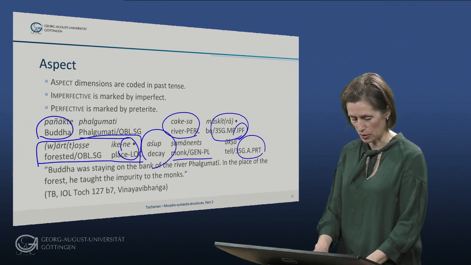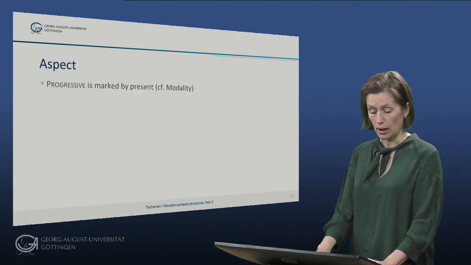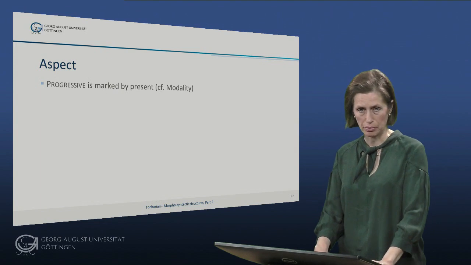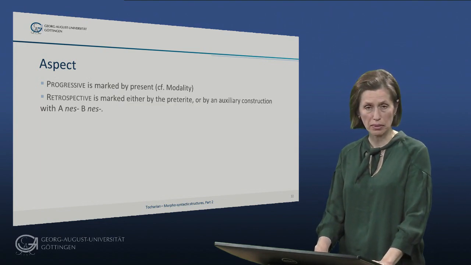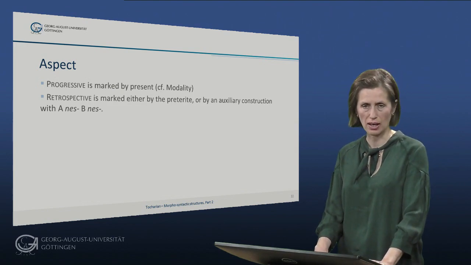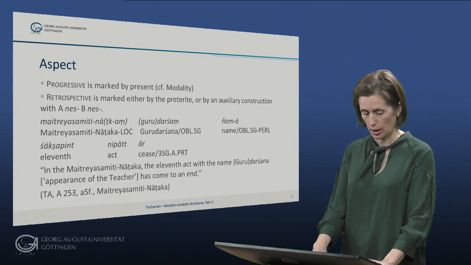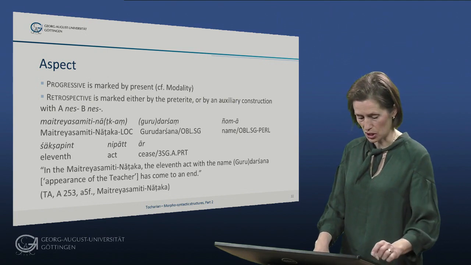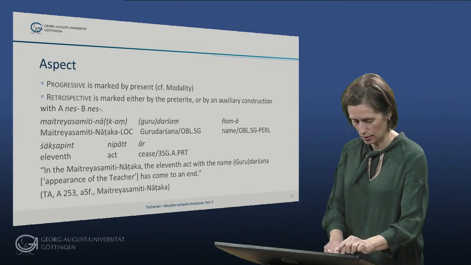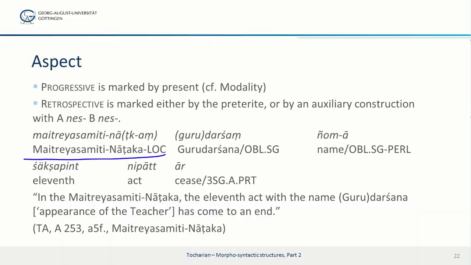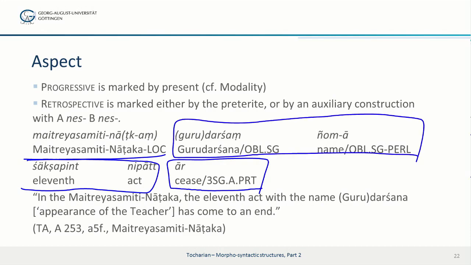So this is from the Vinaya Vibhanga, a very nice example. Progressive is marked by present, but retrospective is marked either by the preterite or by an auxiliary construction with a-ness and b-ness. So we have another example here where we have this construction, and it's from the Maitreya Samhita Nataka. In the Maitreya Samhita Nataka, locative, in the 11th act, and then ceased. So this 11th act by the name of Guru Darshana has come to an end. So you see, here you have the preterite as in the retrospective aspect.